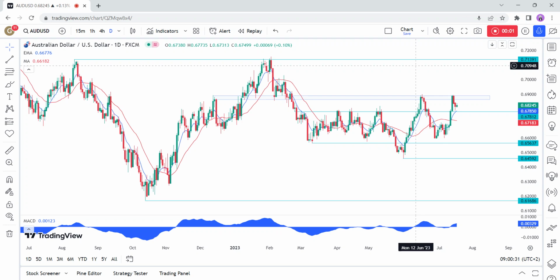Hi everyone, this is a technical analysis on the Aussie pair. Let's start with some fundamental background first.